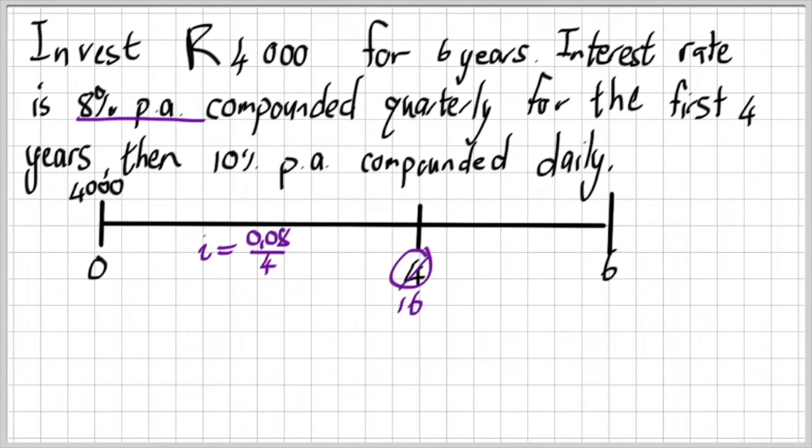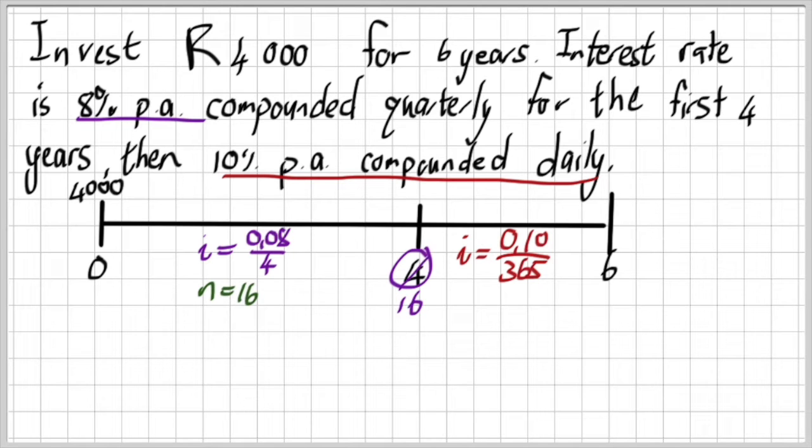Then I'm going to look at my change of interest rate, which is 10% per annum compounded daily. Now, I'm not going to change the 6 into days because the interest will not run for the whole 6 years. So for the first little piece, from 0 to 4, n is going to be 16 because there'll be 16 quarters. For the second piece, between 4 years and 6 years, my number of days is going to be 2 times 365, which is 730 days.